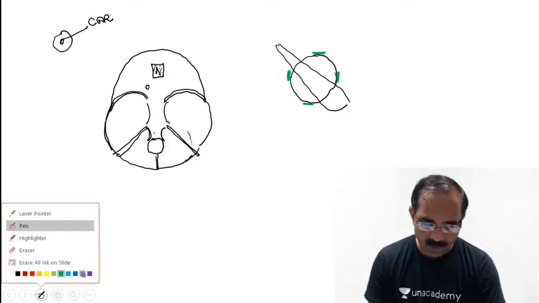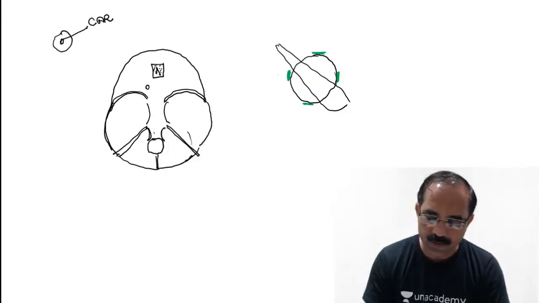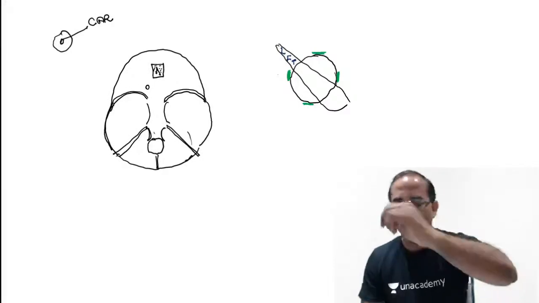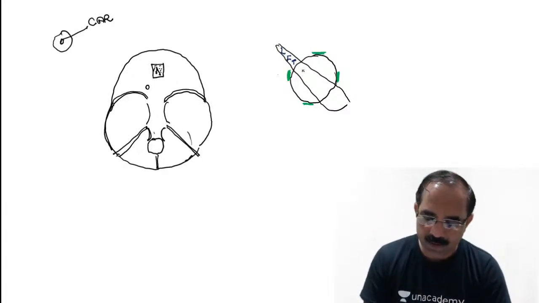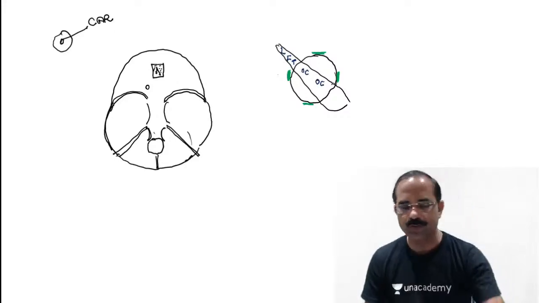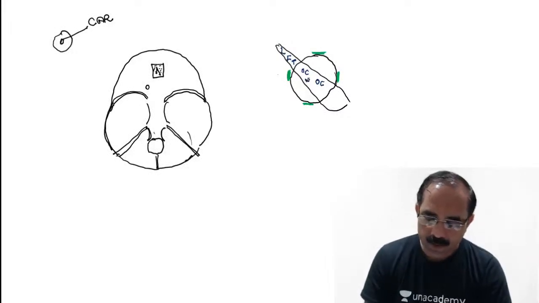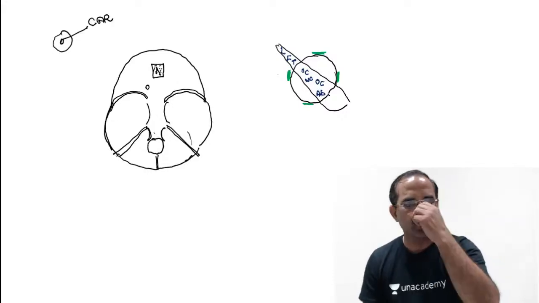What is there in the lateral compartment? In the lateral compartment, there's the lacrimal, the frontal, and the trochlear nerve. In the intermediate compartment, there are the 2 rami of the oculomotor nerve. What's there in between? The nasociliary, and this is the abducens nerve.